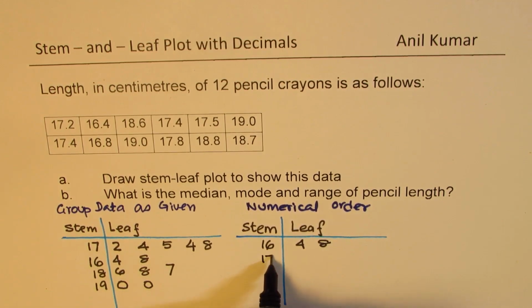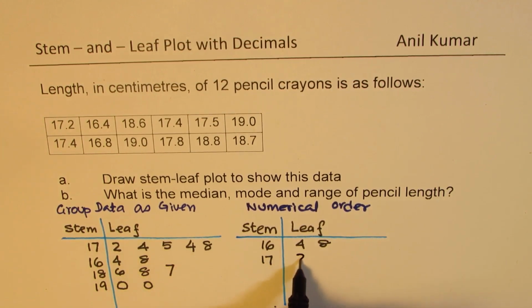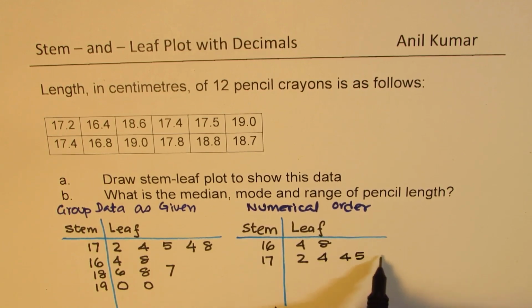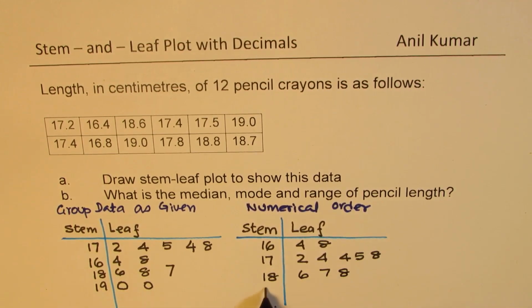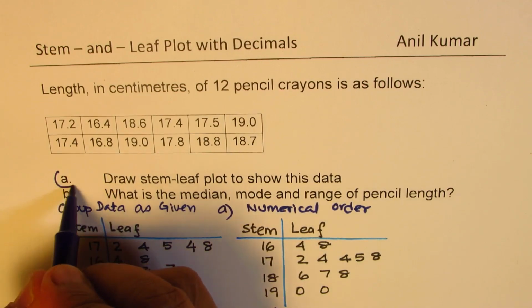Now comes 17. In 17 we have 2, 4, 5, 4, 8. In numerical order it will be 2, 4, 4, 5 and then 8, right? Then is 18, right? So for 18, 6, 7 and 8. And for 19 we have two data elements, 0 and 0. So that becomes our final answer of part A, right?